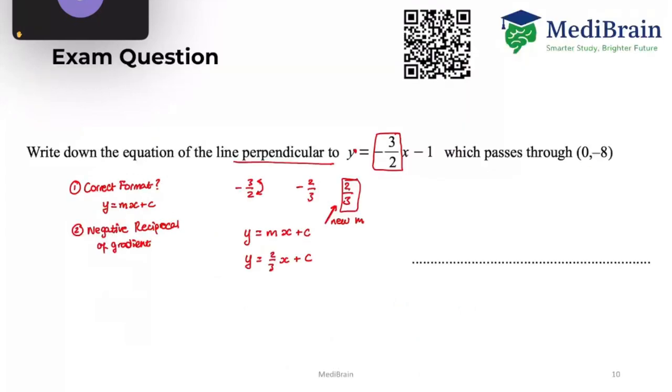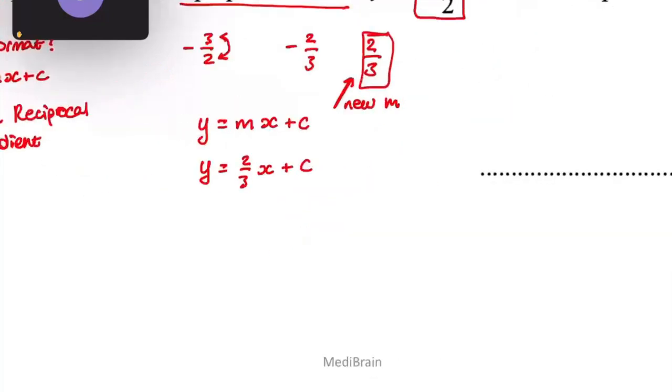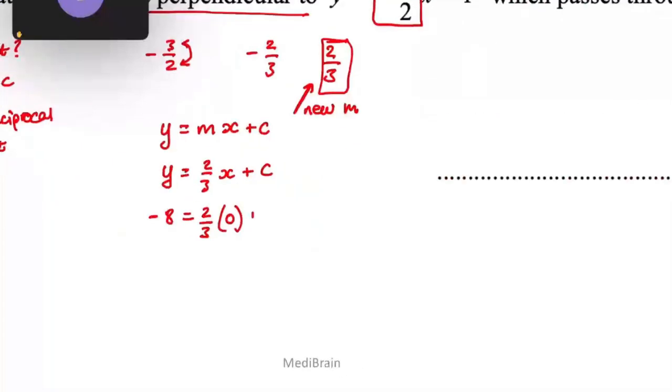We know that it needs to pass through 0, minus 8. We know that the first number is x, the second number is y. So y is minus 8, and we know that x is 0. And we know it's plus c. 2/3 times 0 is just 0, plus c equals minus 8, so we know that c equals minus 8.